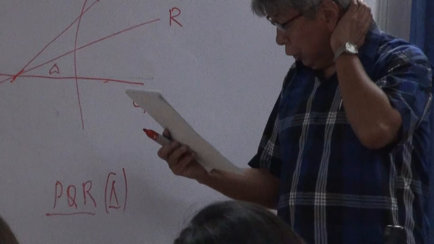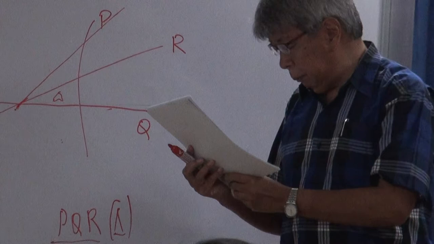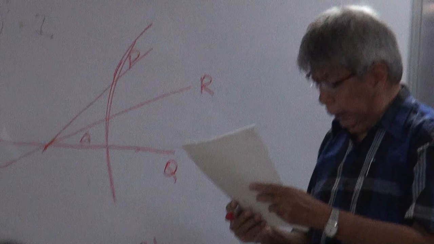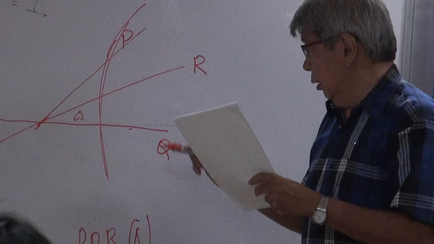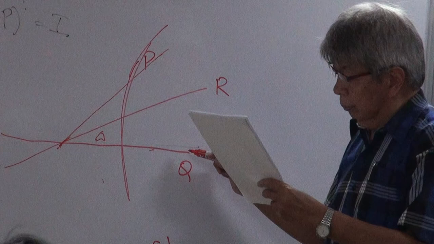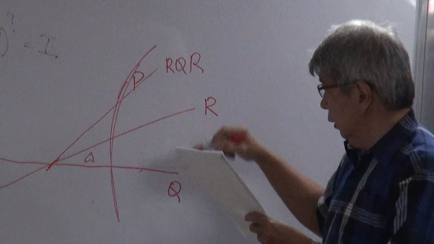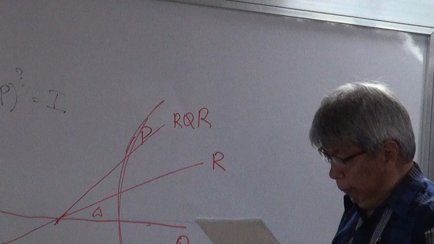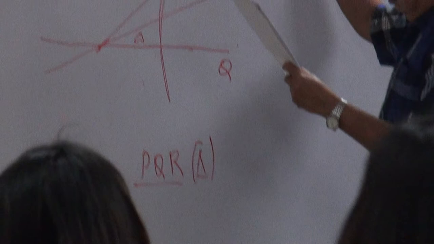Next, shade the image of delta under the hyperbolic translation P times Q conjugated by R, that is, P times RQR. So here, first you have P, the reflection P, and this is the axis of P. Then you have Q conjugated by R. So this is the axis of Q, and when you apply R with the axis of Q, you will get this. This will be the axis of RQR. So what you have is the product of P and Q conjugated by R, RQR.